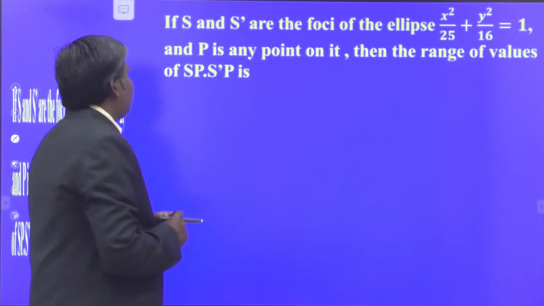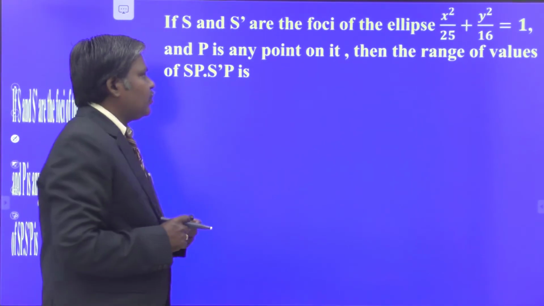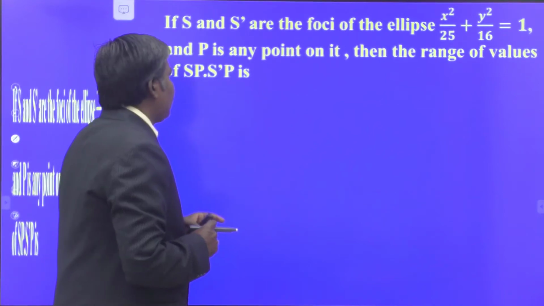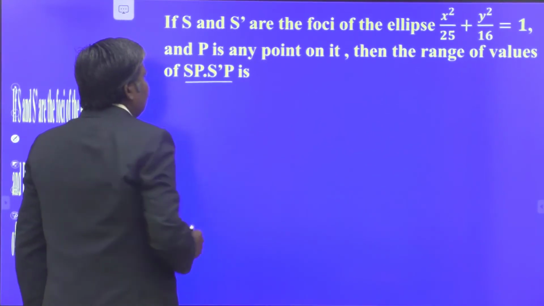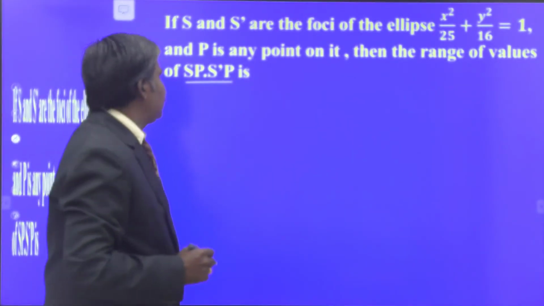Now see this problem. S and S dash are foci of the ellipse x square by 25 plus y square by 16 equal to 1, and P is any point on it. Then the range of SP into S dash P is what?